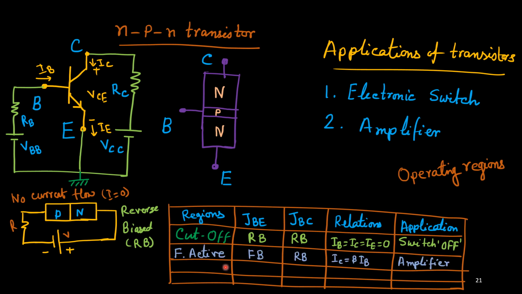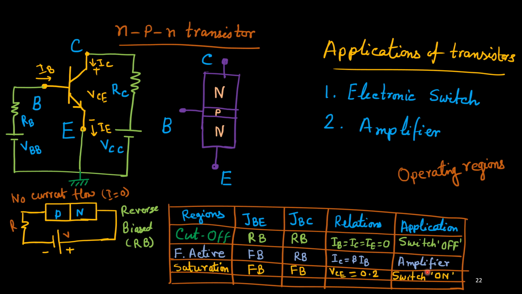Next is the forward active region. In this region, the base-emitter junction is forward biased and the base-collector junction is reverse biased. The base-emitter junction must be forward biased and the base-collector junction reverse biased, and only then is it called the forward active region. In this region you get the equation IC = beta IB. The base current is independent, determined by the voltage source and resistances, but IC is controlled by the base current: it is beta times IB. This is a linear equation, and it is used in amplifiers. We can design voltage amplifiers and current amplifiers, but the transistor should be in the active region, only then can we design such amplifiers.